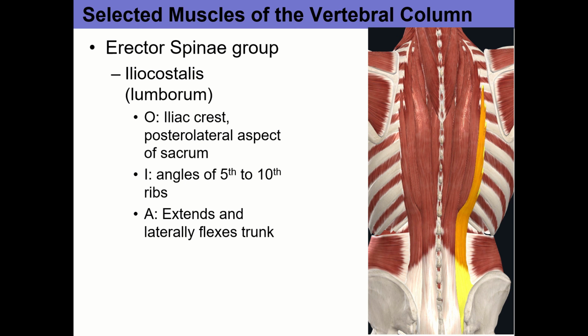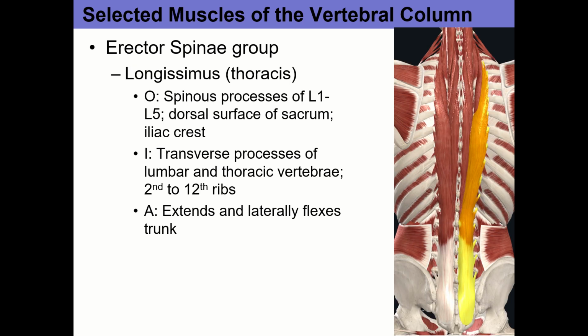And if we only activate one side, so if we only contract this side, then they're involved in lateral flexion of the trunk. So if the right iliocostalis muscle contracts, that's going to cause right lateral flexion of the trunk. So there's iliocostalis. And then again, the middle one of the three is the longissimus.